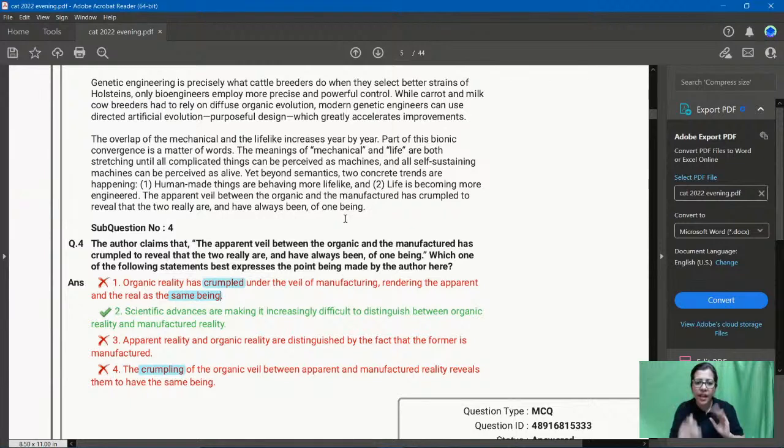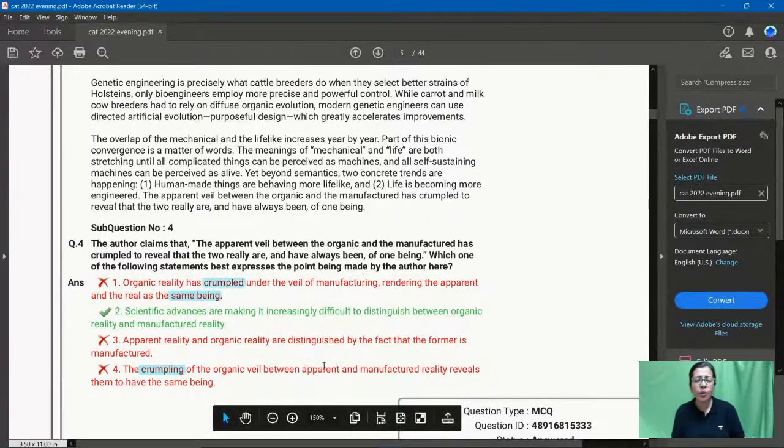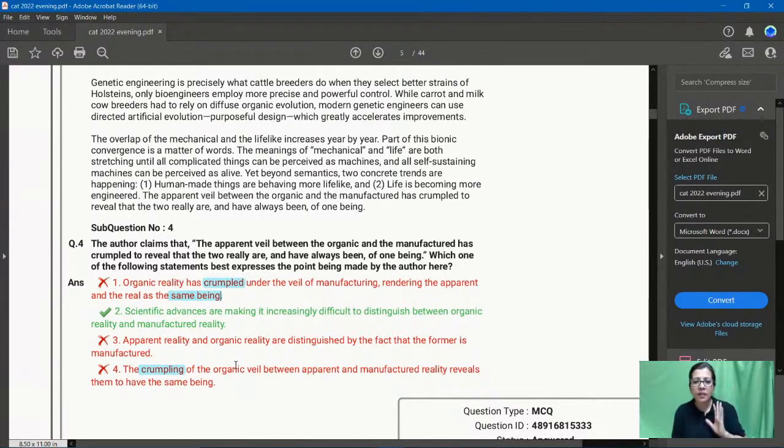This is what he is trying to say. It doesn't translate to this, that it's actually the same being. So I can see that in option 1 there is word play. I would eliminate that happily. Then go to option 4. The crumpling of the organic veil between apparent and manufactured reality reveals them to have the same being. Again, same being. Out. Okay. So 1 and 4 easily eliminated.